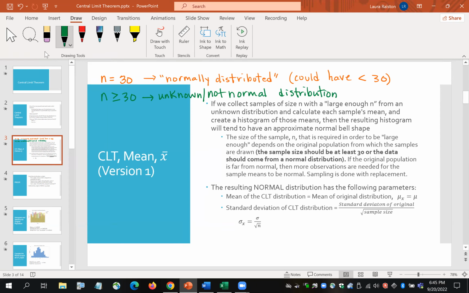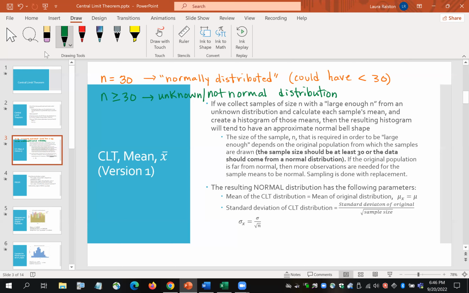Okay, but it ultimately comes down to your original population, because you've got to think about what type of distribution that original population is. Do you know that it's normally distributed, or do you not know what it is at all? Or do you know that it's, say, uniform or binomial or some other distribution? Again, if the original distribution is way, way off from being normal, then you may want to have a lot more than 30. But 30 is kind of our magic number.